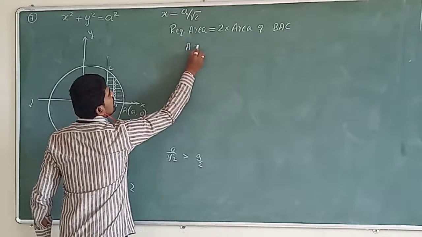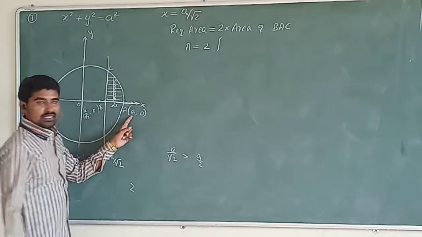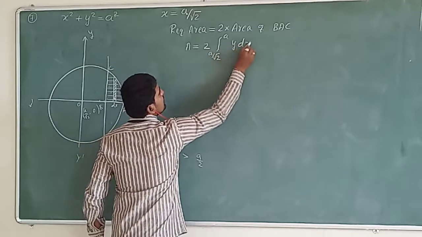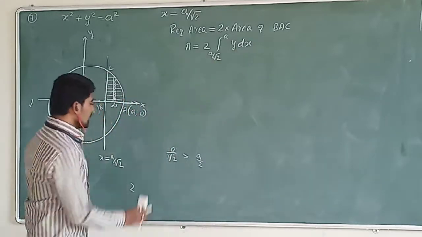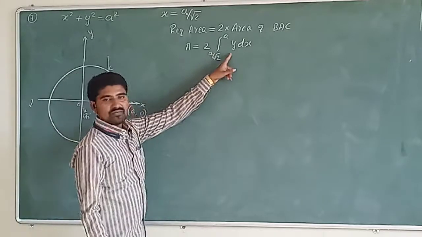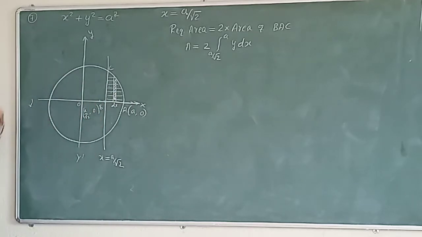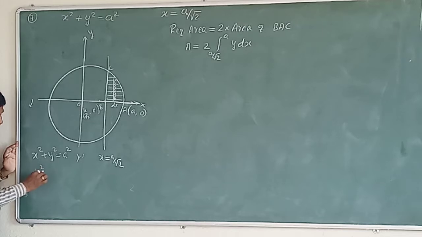Therefore the required area A is equal to 2 times the integration from a/√2 to a, x varying from a/√2 to a, of y dx. Now we are going to integrate with respect to x, so y should be a function of x, and the value of y in terms of x is obtained from the given circle. What is the equation of the circle here? x² + y² = a². Therefore y² = a² − x². Hence the value of y is equal to what?